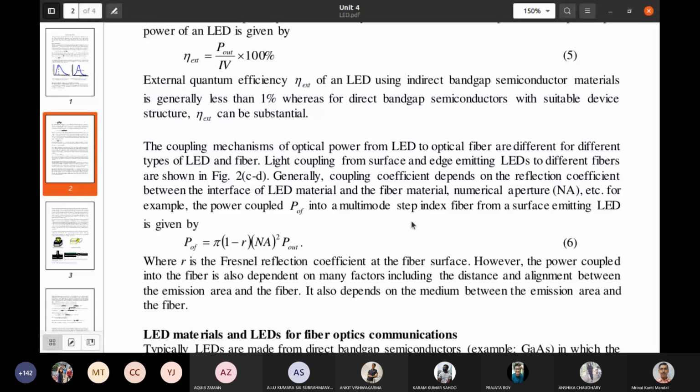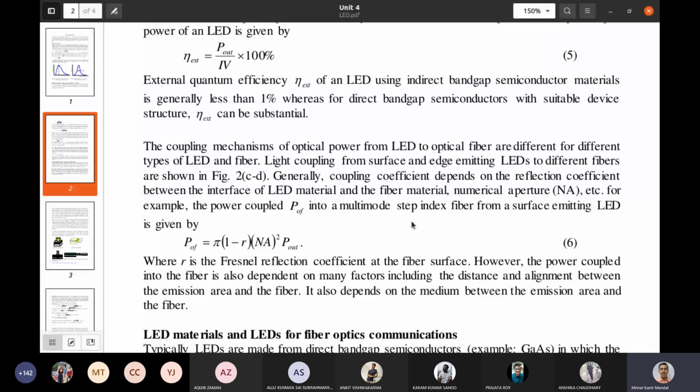Generally, some lens is being used for coupling, or some index matching fluid is also used, or index matching material can be used in between LED and fiber, and also some external parameters can have some important role, that is numerical aperture, fiber material. This can have some important role for coupling the optical power.